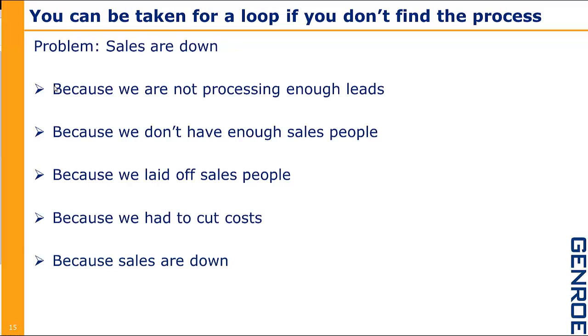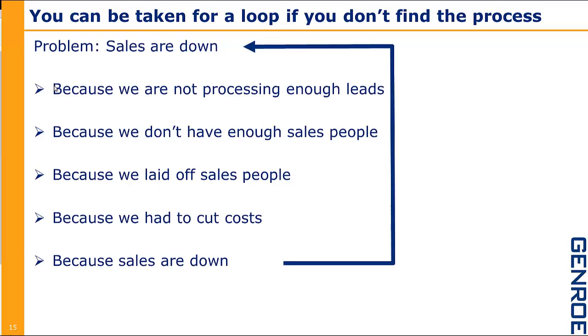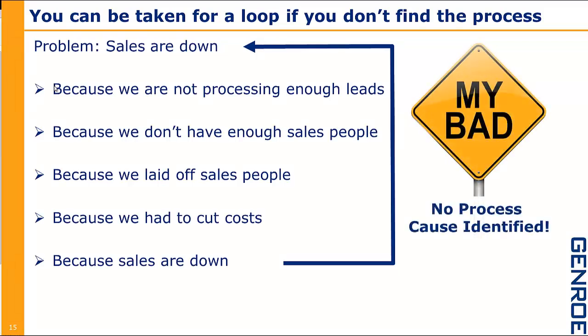Okay, so now we say, well, we're cutting costs actually because sales are down, so we don't have enough money to spend on salespeople. You see the issue that we've turned up here is that we've gotten to what we think is the root cause of our issue, but actually we're just back at the start of the problem. But the reason we're back at the start of the problem is that we never really got to identify the process that caused that issue.